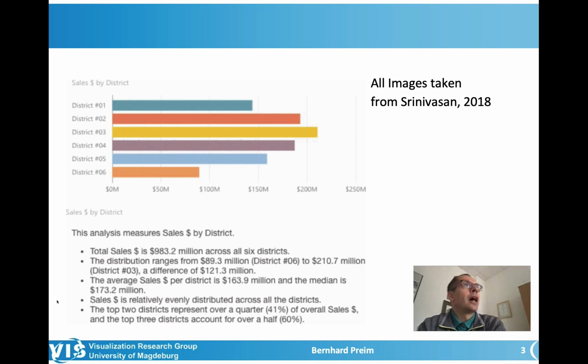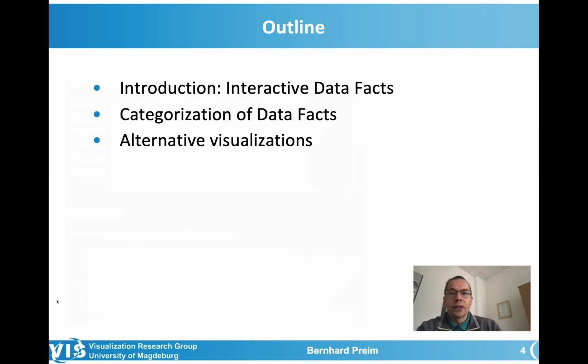I have a little doubt whether in a broad audience people are familiar with a median, but nevertheless, it may be useful to comment it. Sales is relatively evenly distributed across all the districts. That is also commented based on this automatic analysis, and it is finally commented on some districts that represent a particularly high portion of the sales.